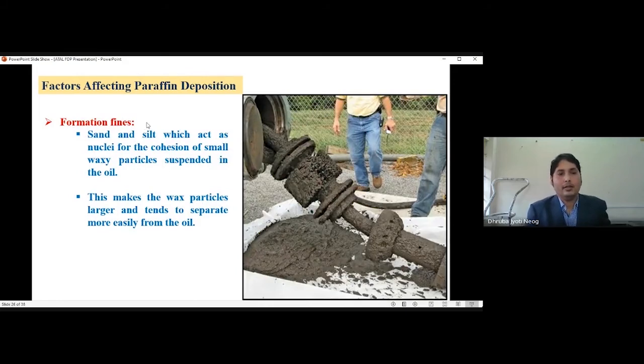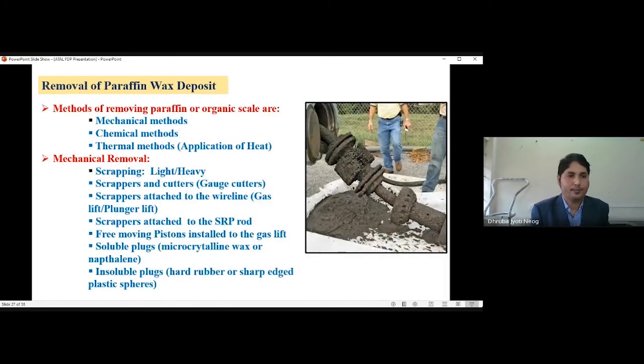There is another reason for paraffin deposition, that is the presence of formation fines, sand and shale, which act as nuclei for the cohesion of small waxy particles suspended in the oil. This makes the wax particles larger and they tend to separate more easily from the oil. So these are three important factors that lead to the deposition of paraffin.